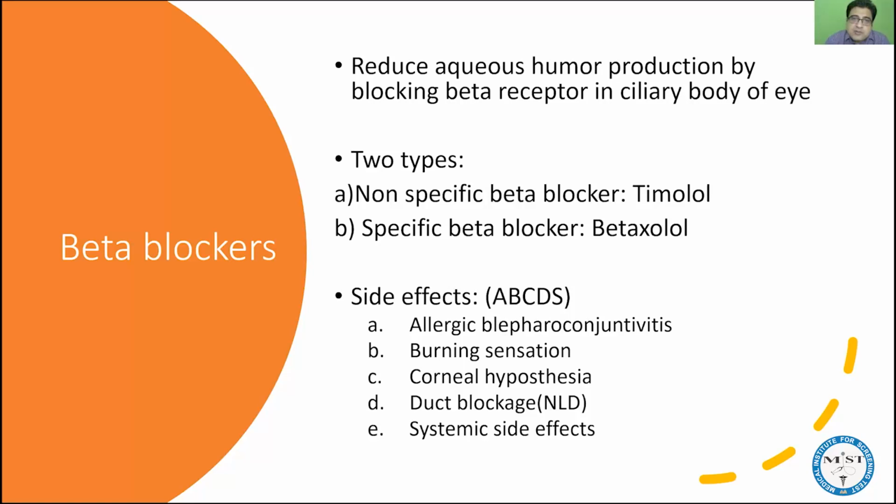Now we have two types of beta blocker groups which we can use for the treatment of glaucoma. We have non-selective beta blockers like timolol, and we have a selective beta blocker, we call it betaxolol. Timolol is a better drug, a more efficient medicine for the treatment of glaucoma. So any patient who cannot tolerate timolol because of side effects, we prefer to give betaxolol to that patient. Now, what are the side effects of beta blockers?